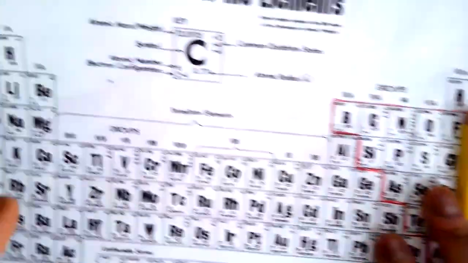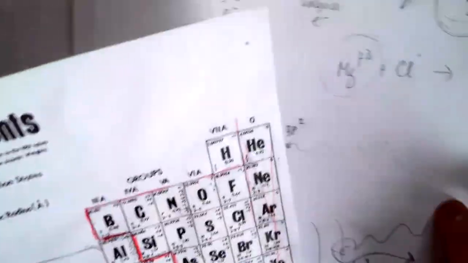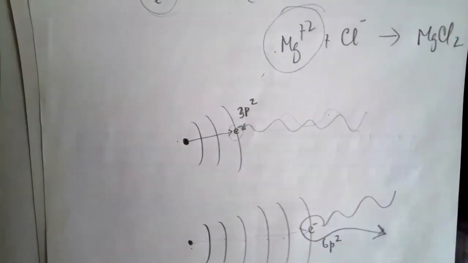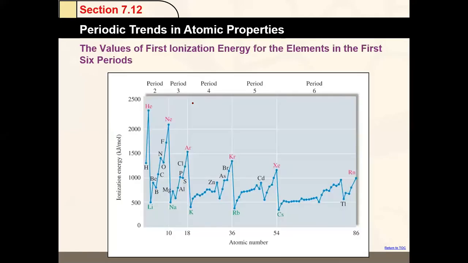Why not hydrogen? Well, because hydrogen is really located here, right? Because it's the 1A of the periodic table. All right? So let's continue with the presentation. I know it's a very long lecture, but it's very interesting at the same time. I mean, definitely this is the heart of general chemistry 1. This is the values of ionization energy. It's the first 6 periods. That's the periodic trend, goes up and down.